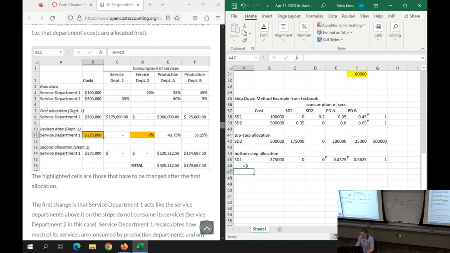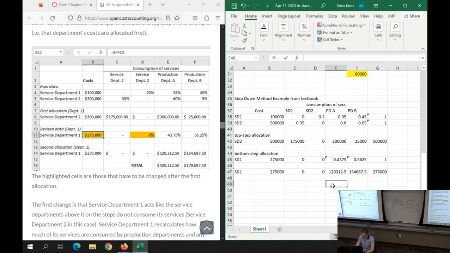Okay, so now we can take, I just want to reference it, multiply by those percents. Okay, we've got to get that 275,000 down to 0. So debit it away from service department 1. Looks like $120,312.50 right here. Same as right there. Is going to production department A, and $154,687.50 is going to production department B. And we check, and yep, we got the full amount there.